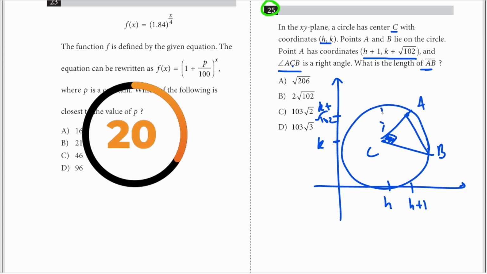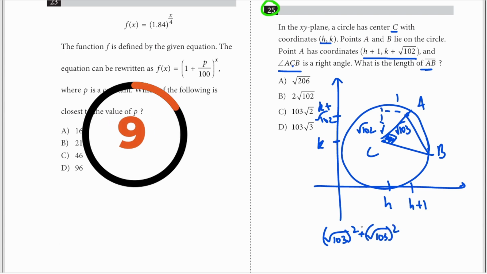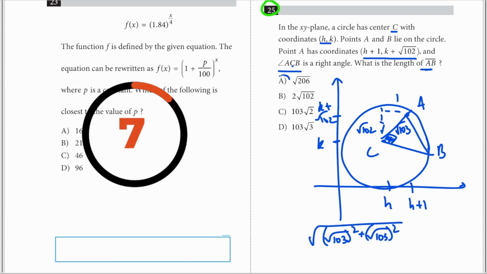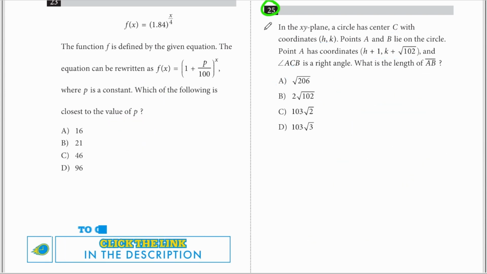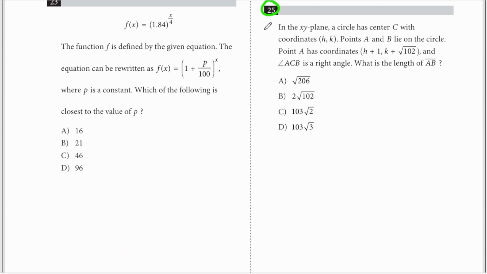So I know that this side is equal to root 102. This side is 1, hence this side is root 103. So it's the square root of root 103 squared plus root 103 squared, and the answer is A. How was I able to do this problem so fast? It's a pretty messy problem, and of course when done within a limited time frame, the drawing is also messy.